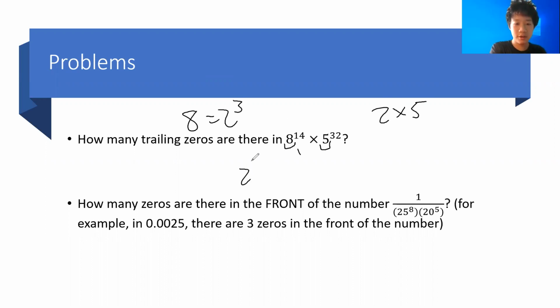So this is 2 to the third to the 14th, times 5 to the 32nd. Well, power to a power, we just multiply the exponents. So it should be 2 to the 42nd times 5 to the 32nd.